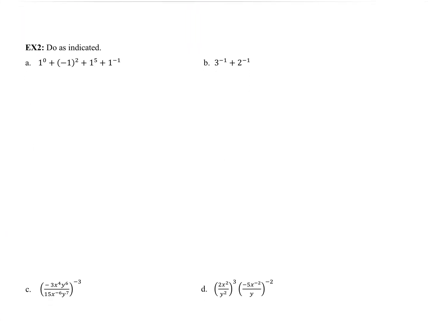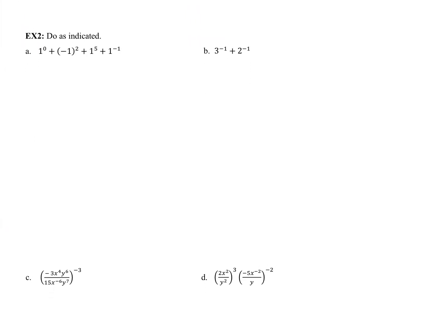Now let's take a look at example 2. Do as indicated. Oh, wow, this one's weird. You might be tempted to try using rules of exponents, but take a closer look. We have addition going on. Remember, exponents don't work with addition, so all we can do is simplify the numbers by themselves.